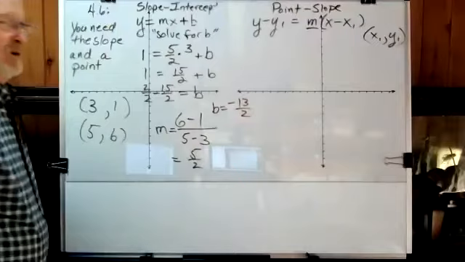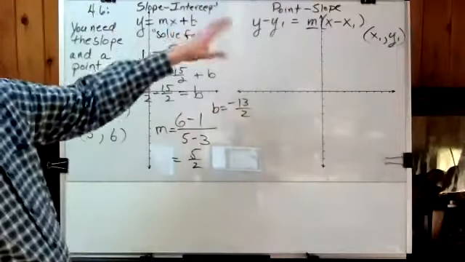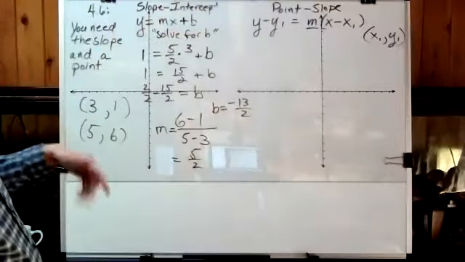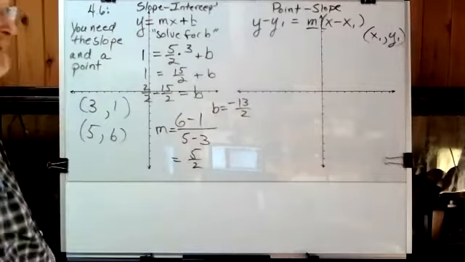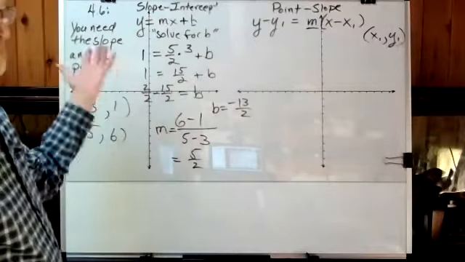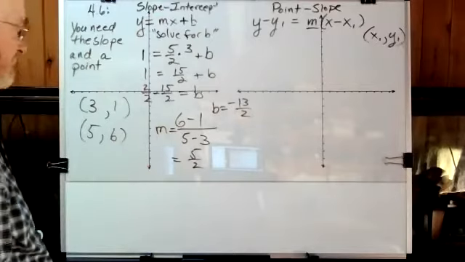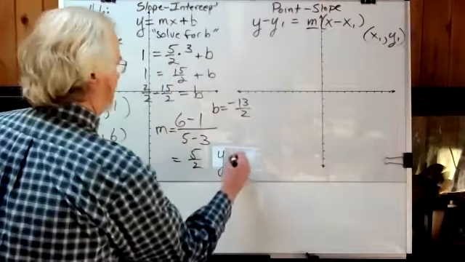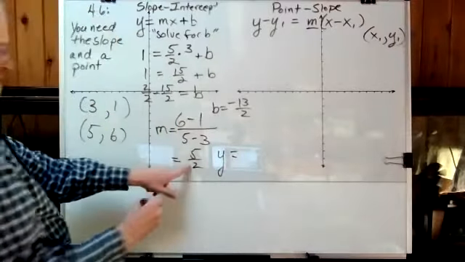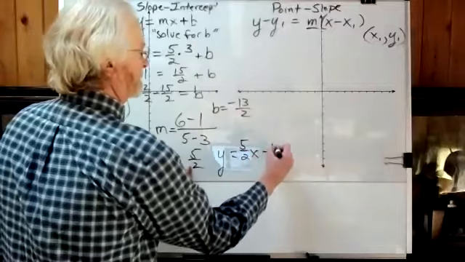Okay, the point of this example was finding the slope first and then using the technique. Just so happened I have to do a little adding or subtracting of fractions. And so final answer, right? y equals the slope I calculated was 5 halves x, and minus 13/2.